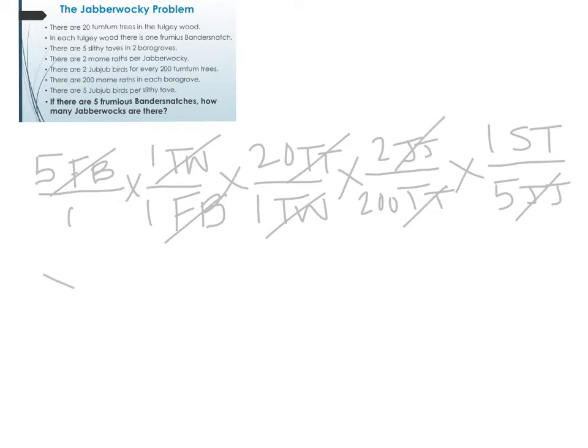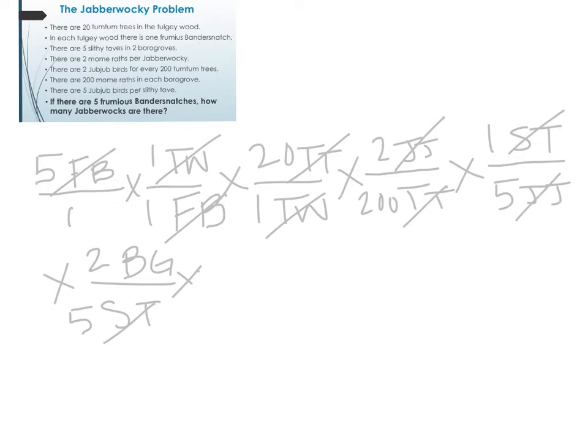Probably going to have to come down here and continue this on the next line. So I'm going to need slithy tove then to be in my denominator so that I can cross it off. So I need to find what is the equivalent of a slithy tove. It looks like 5 slithy toves are the equivalent of 2 borogroves. We'll make that BG. Okay, now I can cross off my slithy tove, cross off my slithy tove. And now I have borogroves.